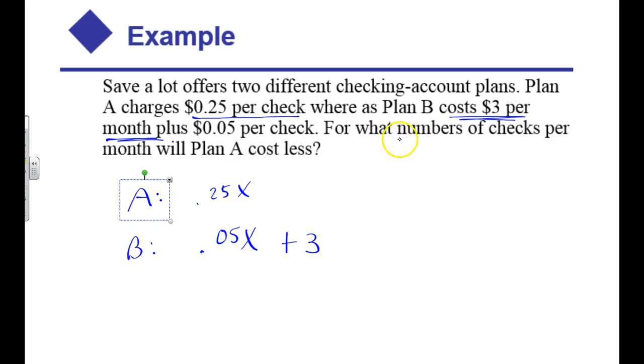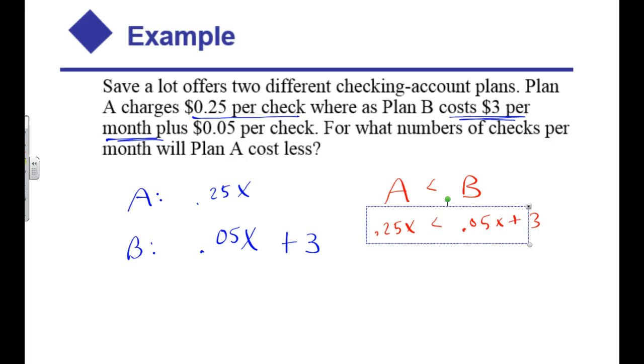So it says, for what numbers of checks per month will the plan A, so I want plan A to be less than plan B. And plan A is my 0.25x, and I want that to be less than 0.05x plus 3. So I'm going to try to solve this. Again, getting all the variables on the same side, I'm going to get rid of the smaller variable, which is the 0.05. So I'll subtract that off from both sides, and I'll get 0.20x is less than 3, and my last step is to divide by 0.20.